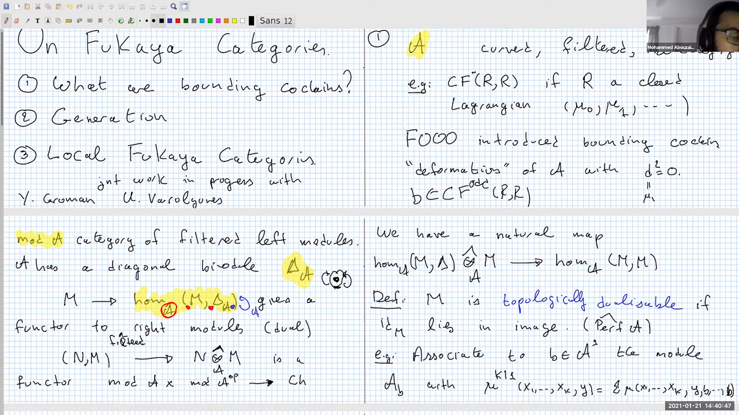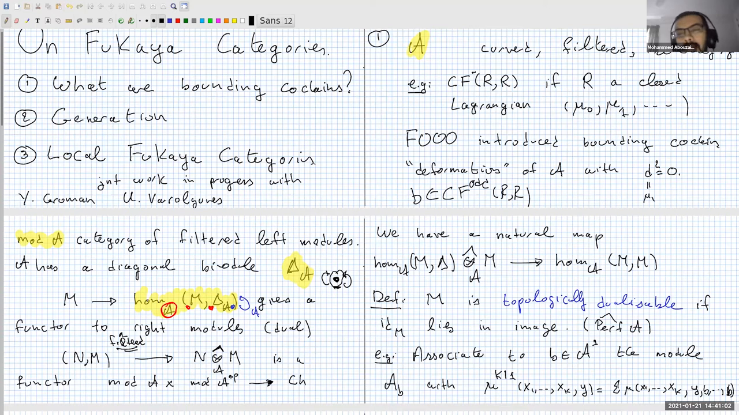Good. And now there's something you can do with modules, to go back to vector spaces, which is you can tensor them with each other. You can't tensor a left module and a left module. That's not possible. You can just take Hom. But if you take a left module and a right module, you can tensor them together.